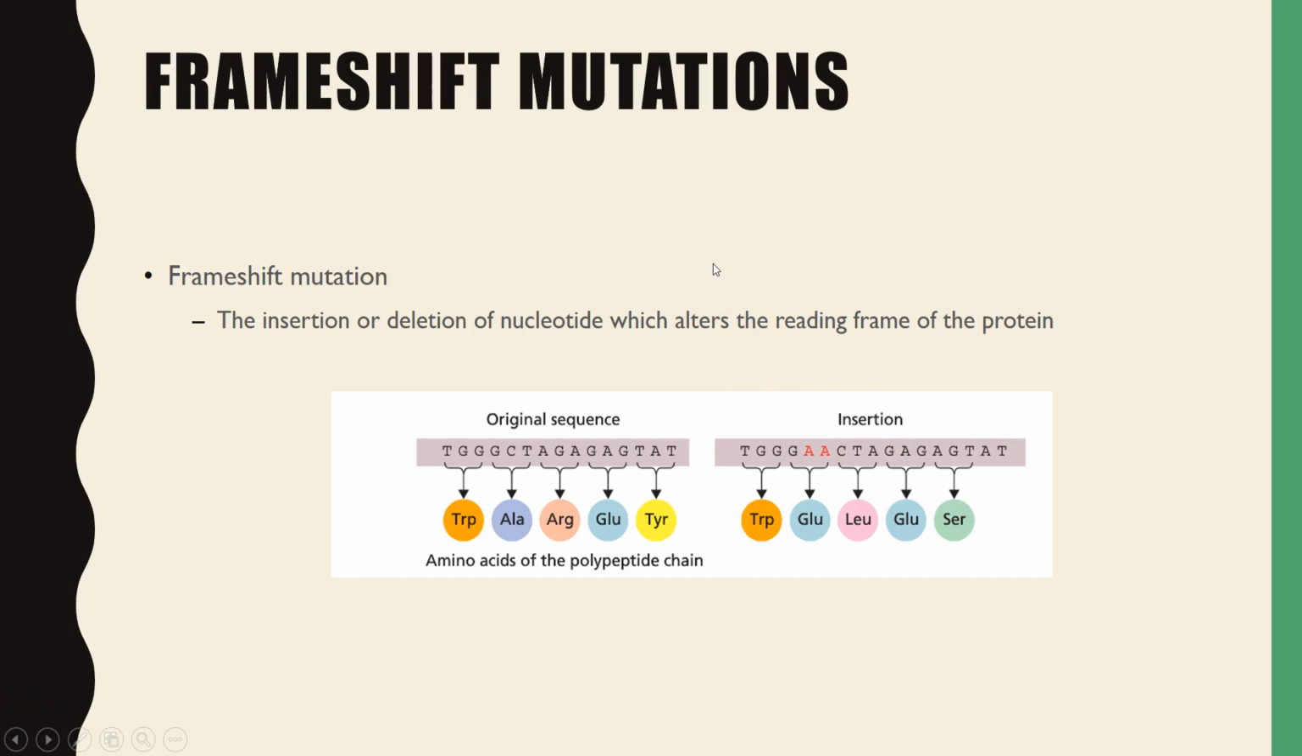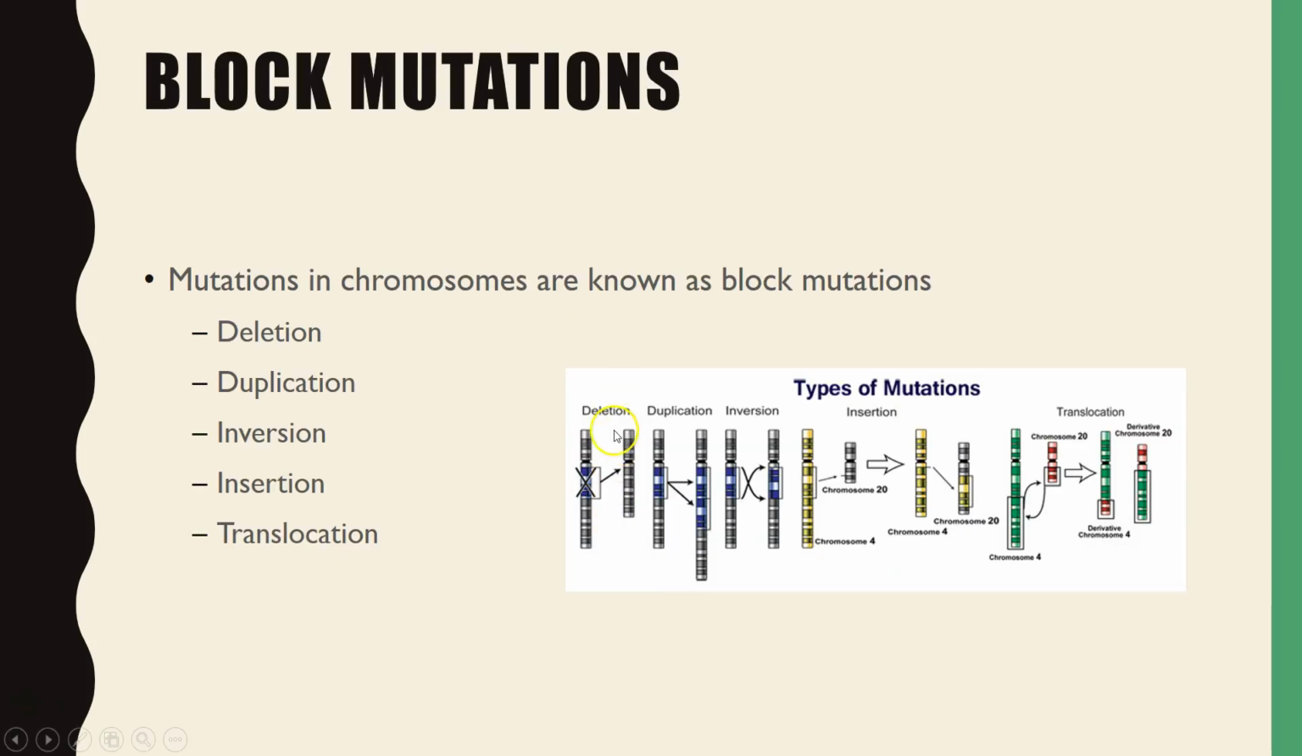Frameshift mutations. So this is the insertion or deletion of a nucleotide, and that alters the reading frame of the protein, as I already mentioned. So here's our original sequence. You can see here we've inserted 2 different nucleotides, and they will result in the production of another amino acid, therefore changing the reading frame. We no longer produce alanine as the second amino acid, we produce glutamine. And now leucine is the third amino acid, and arginine is originally the second. You can also obviously have deletions as well.